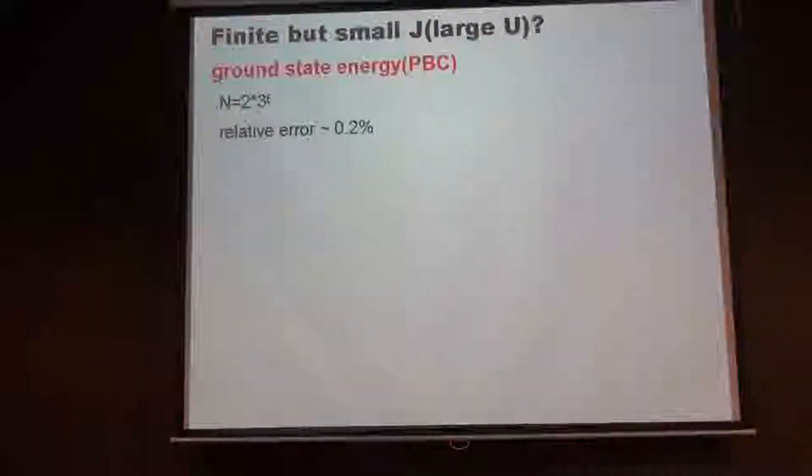So we hope it already approached this thermodynamic limit. So for finite U, actually, we even get a better energy accuracy. So the energy accuracy is almost 0.2%. So for the infinite U, the error is around 0.4%.